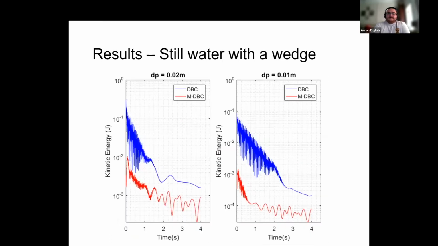And if we also look at the kinetic energy, you can see that again the red line for mDBC is much lower, so the particles aren't moving around as much, which we saw in the video before.